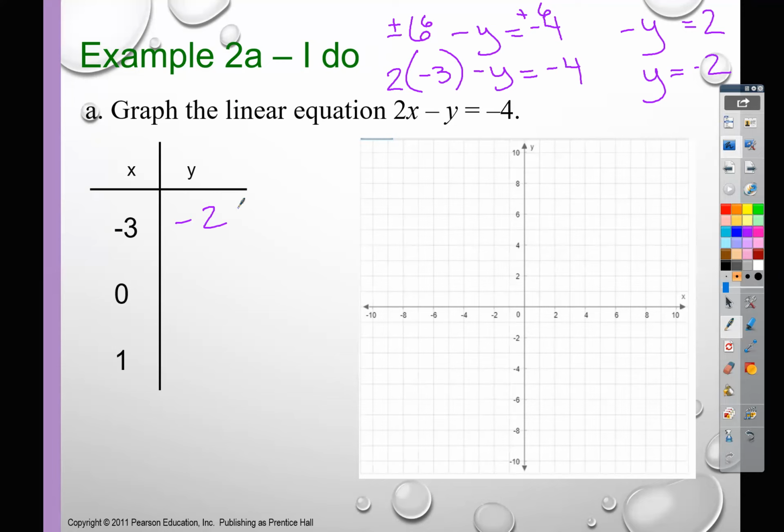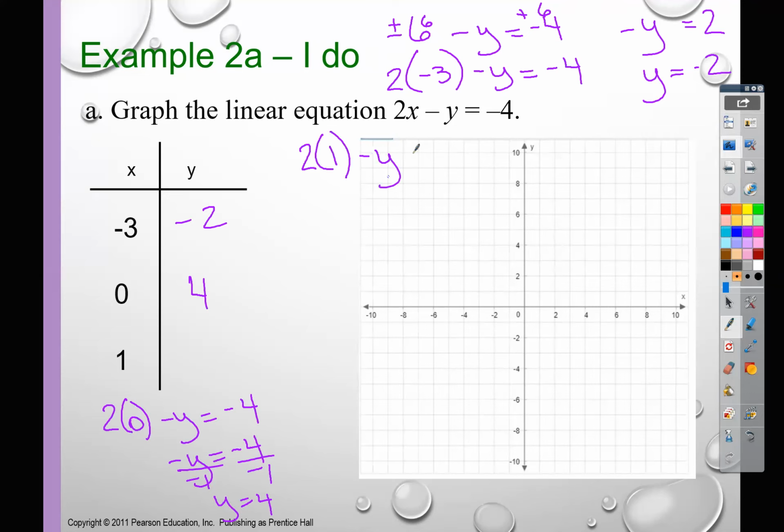Okay, then if I plugged in a 0, I'll do that one down here. 2 times 0 minus y equals -4. That would just give me -y equals -4. I would divide by -1, and I would get y equals 4. Then if I plug in a 1, 2 times 1 minus y equals -4. 2 minus y equals -4. Subtract 2 from both sides, and now we get -y equals -6. So y equals 6.